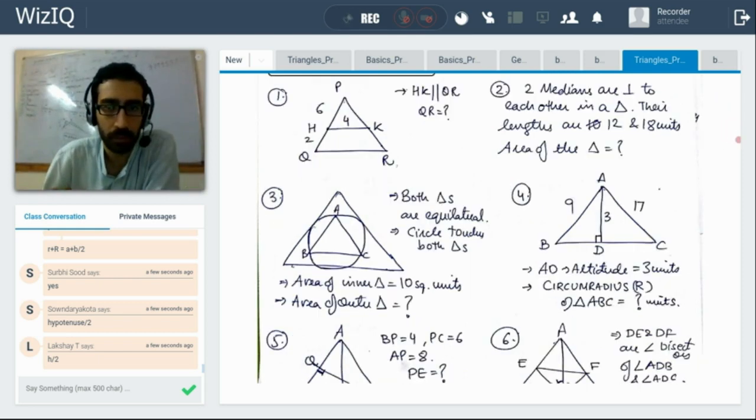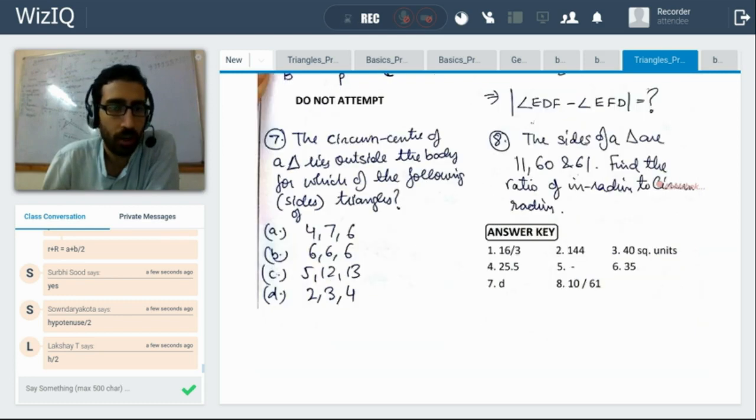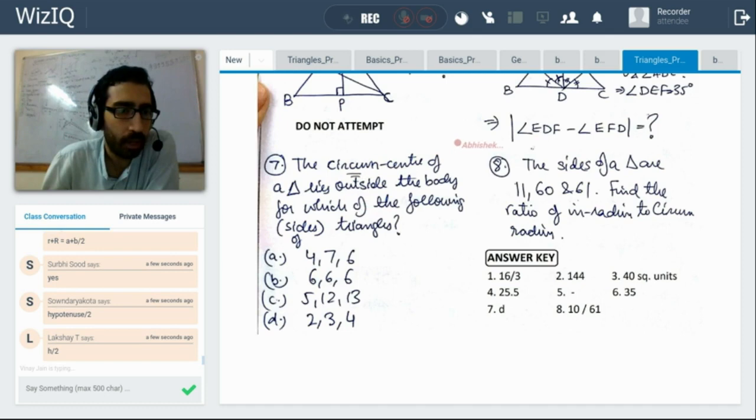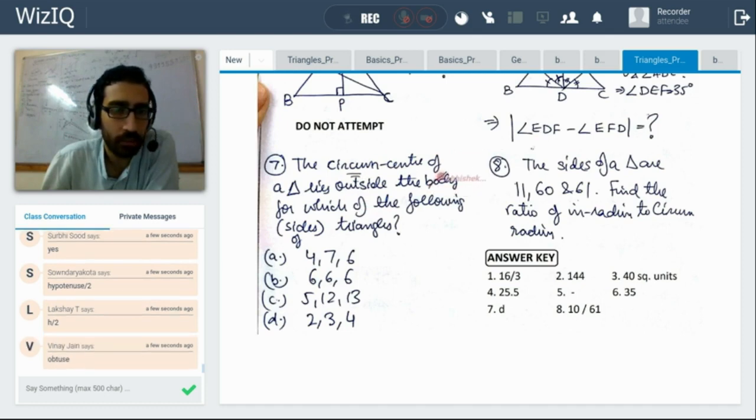Okay, very good. No problem in these two questions. So yeah, I had mentioned do not attempt this question. Okay, what kind of triangle has its circumcenter outside the triangle? Outside the area of the triangle?